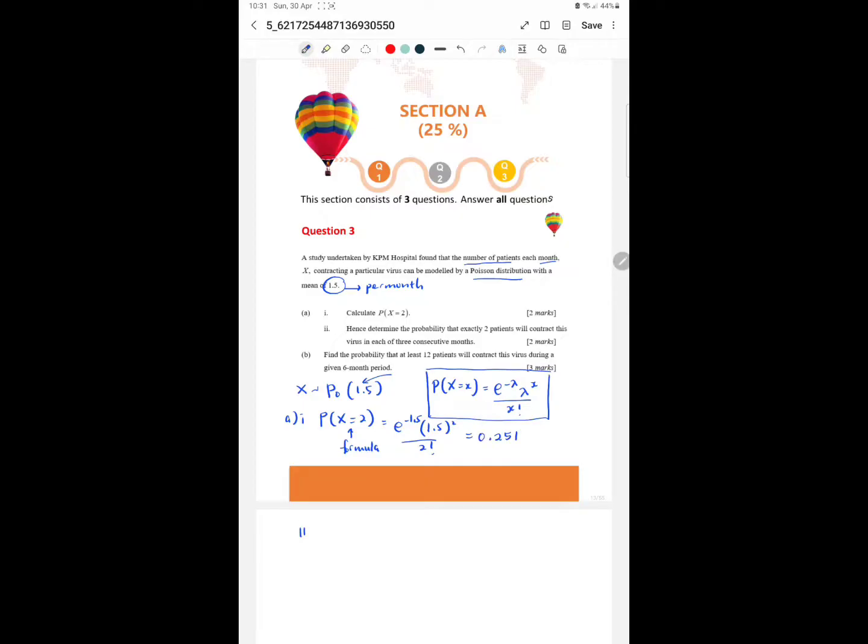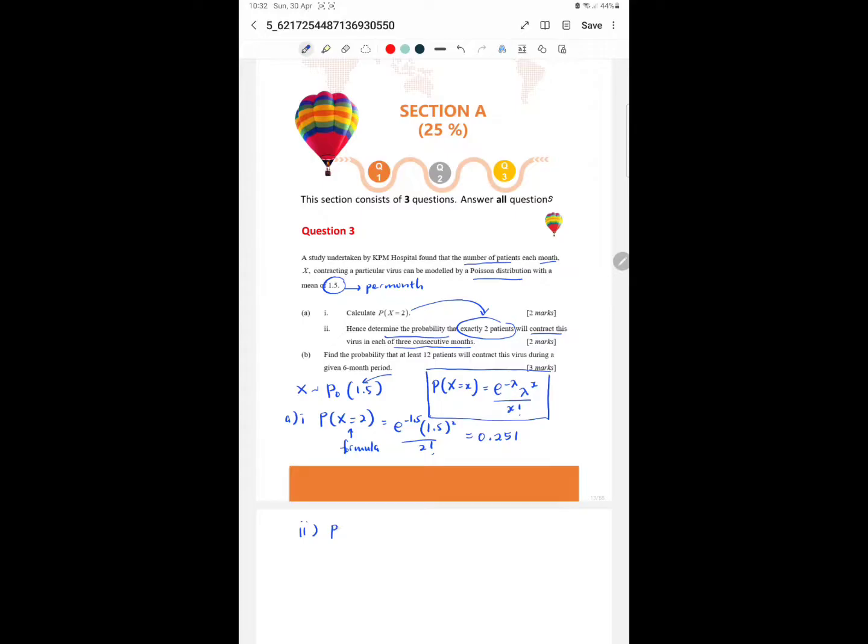Okay, number 2. Hence, determine the probability exactly 2 patients will contract this virus each of 3 consecutive months. Maksudnya dia bukan nak suruh kita cari probability yang baru. Maksudnya daripada yang atas ni, exactly 2 patients. Cuma dia nak untuk 3 bulan berturut-turut tau. So, kalau 3 bulan berturut-turut, maksudnya bulan pertama dia independent dengan bulan yang kedua, bulan yang ketiga.